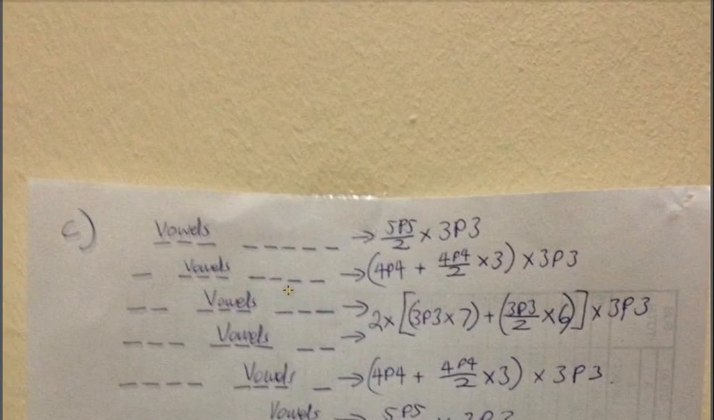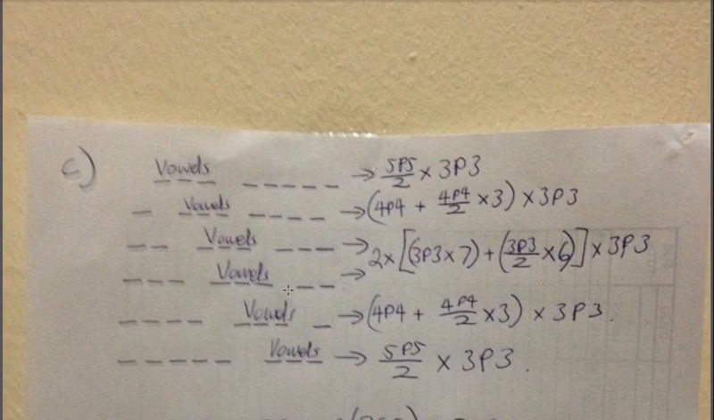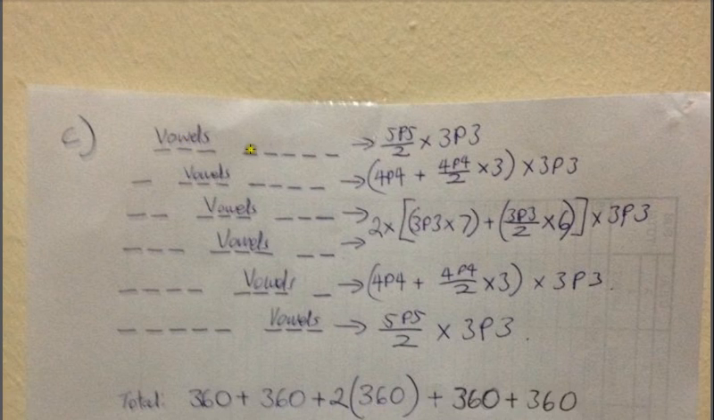Finally, we want to have the vowels all together. Now this is actually very similar to part A. It's just that we want to group the vowels together. And for this case, we actually have 6 possibilities, as you can see from the listing here.